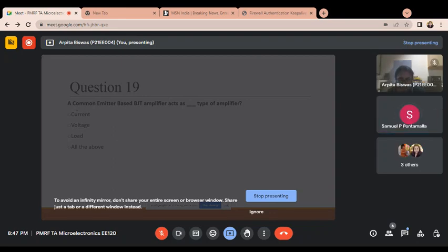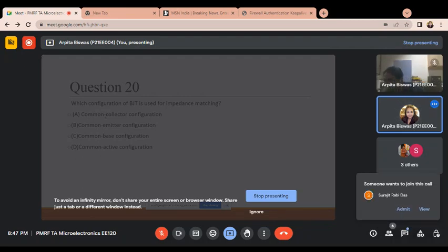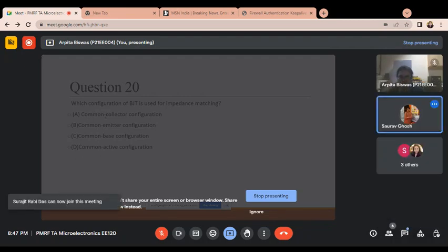Common emitter based. Voltage amplifier. Yes. The right answer is the voltage. Next, which configuration of the BJT is used for the impedance matching? CC, madam. CC, common collector. Yes. Common collector.